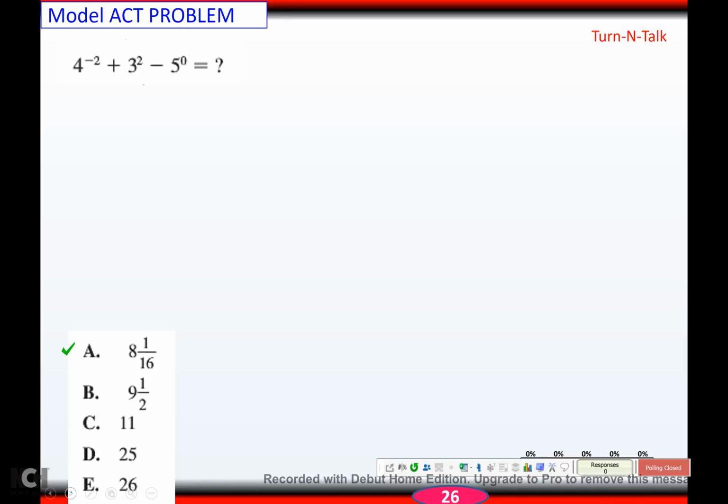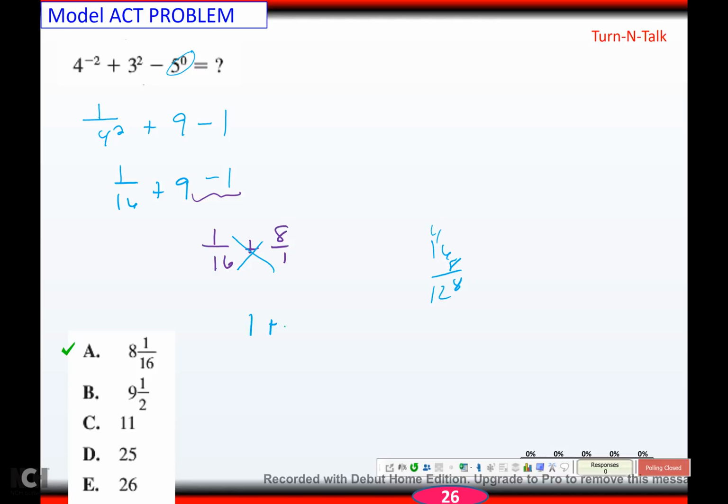So I have 4 to the negative 2, which means 1 over 4 to the 2, plus 9 minus 1, because anything to the 0 degree is 1. So I have 1 over 16 plus 9 minus 1. So now I need a common denominator, which will be, well, let's just do this. Let's do 1 over 16 plus 8 over 1, because I'll combine those two and make it a fraction. All right, so I can do crisscross straight across. Criss would be 1, plus cross would be 16 times 8, 128, over straight across would be 16.